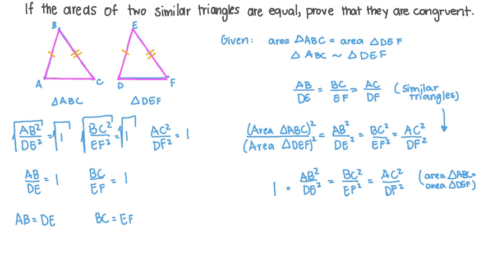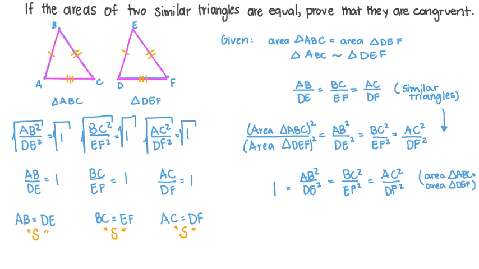We do this one more time. Take the square roots of both sides. Our new statement says AC over DF must be equal to 1. That means that AC must be equal to DF. Side length AC is equal in length to DF.